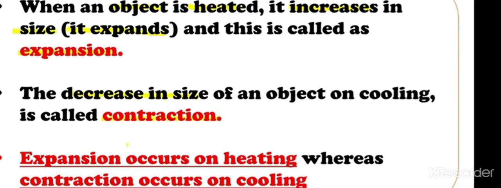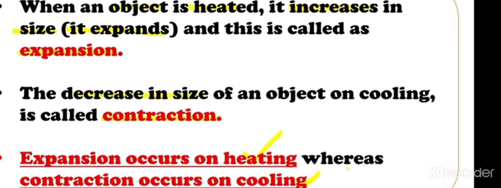So now we know that expansion occurs on heating and contraction occurs on cooling, right? Now you must be wondering that we were studying about reversible and irreversible changes. So why all of a sudden did we start studying expansion and contraction? We have a reason, because expansion on heating is a reversible change. You have already studied that when the temperature is decreased, the object automatically contracts. So that means expansion is a reversible change. Expansion occurs on heating, and when you cool it, it will contract.